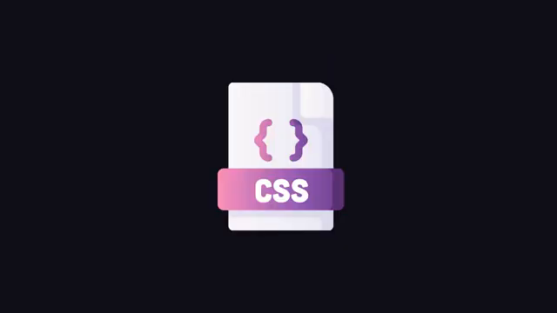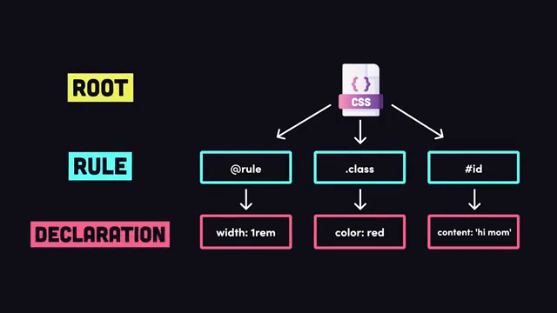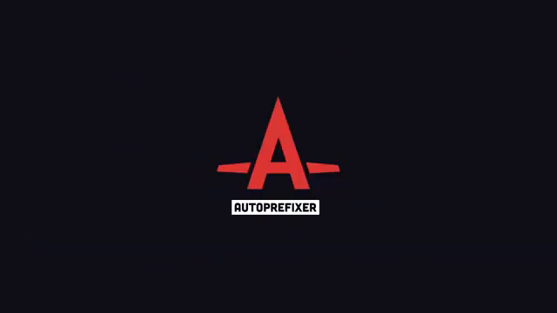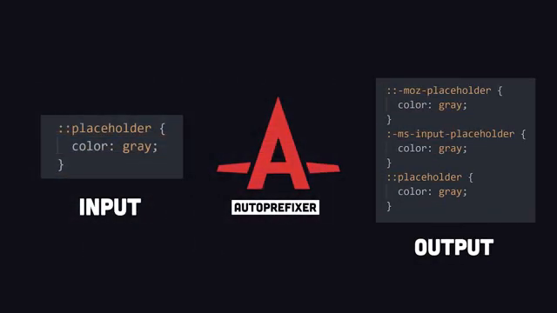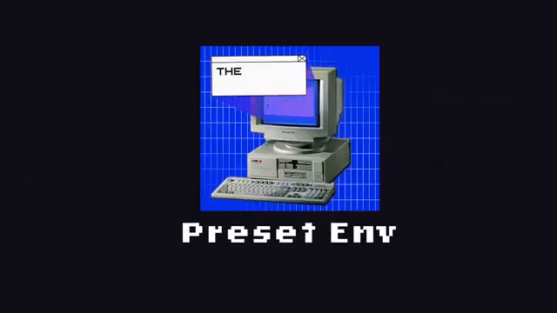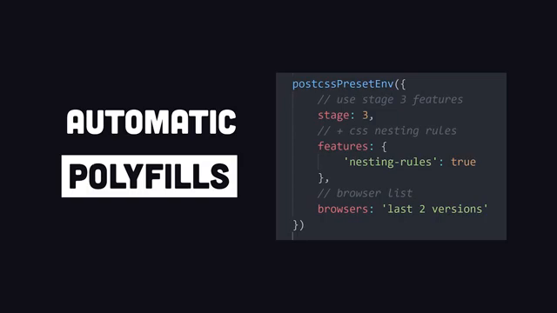PostCSS is a build tool that makes everybody happy. It can take a CSS file and convert it to an abstract syntax tree, then provides an API where plugins written in JavaScript can produce a different output. For example, by using the Autoprefixer plugin, you'll never have to worry about writing vendor prefixes on your styles ever again. Or with the preset-env plugin, you can write modern CSS, while PostCSS will automatically add the polyfills needed to support your targeted browsers.